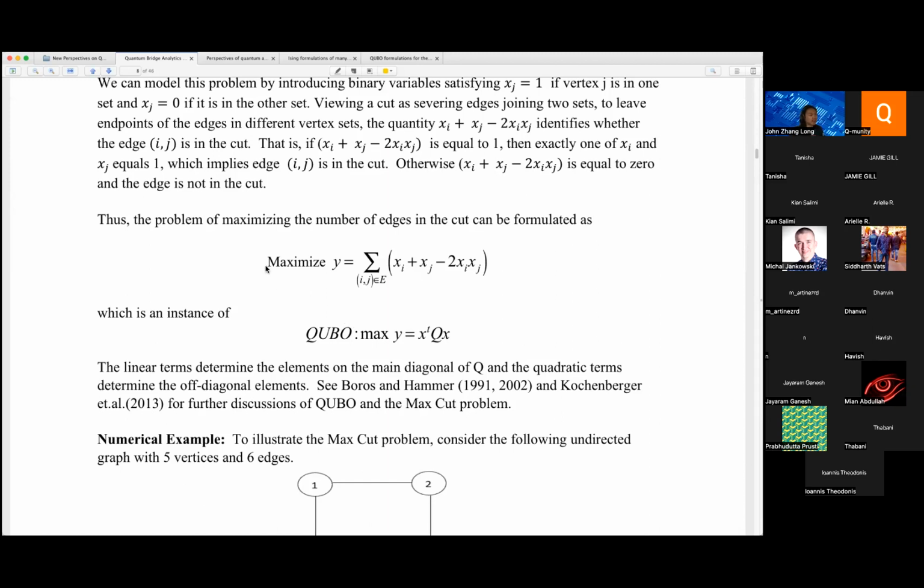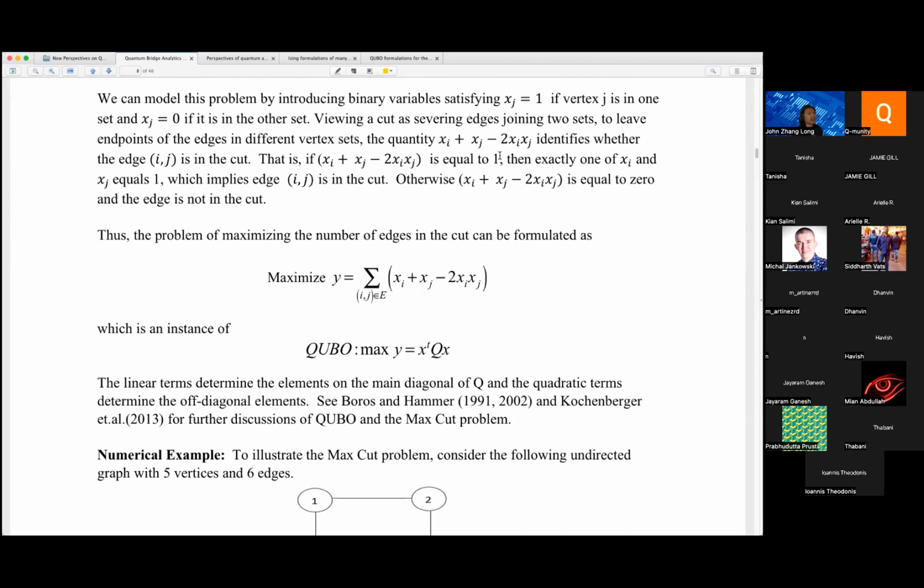So you see here, it says maximize. You want to get the largest possible value from it. So in this case, it'll tell you if it is equal to 1, then exactly one of x of i and x of j equals 1, which implies that the edge is in the cut. Otherwise, it's equal to 0, and the edge is not cut.